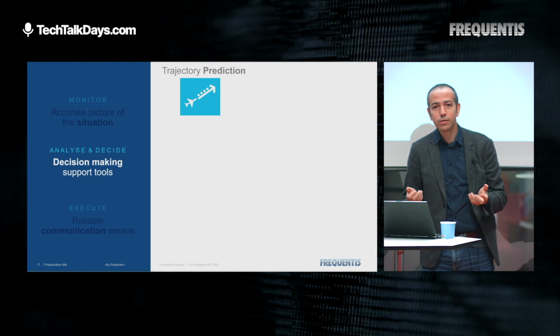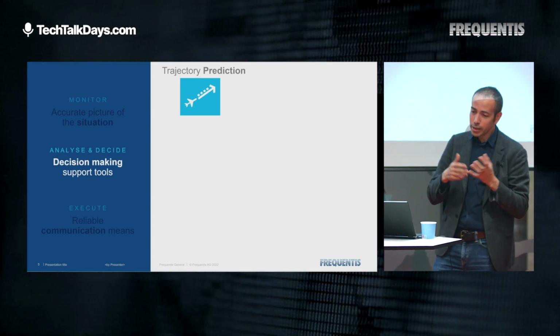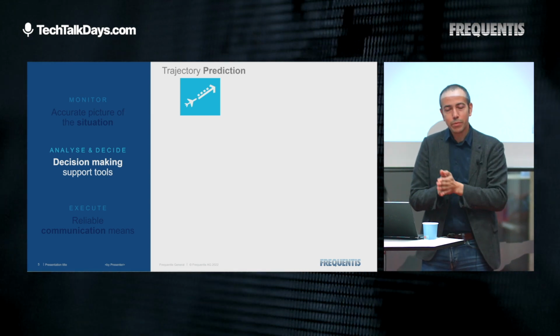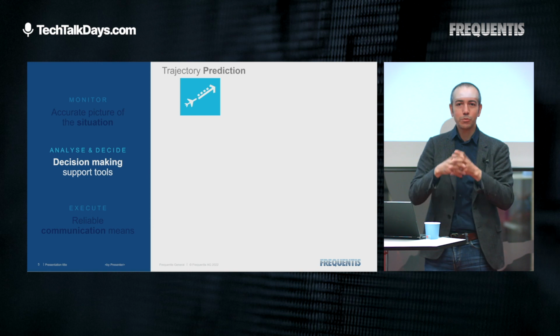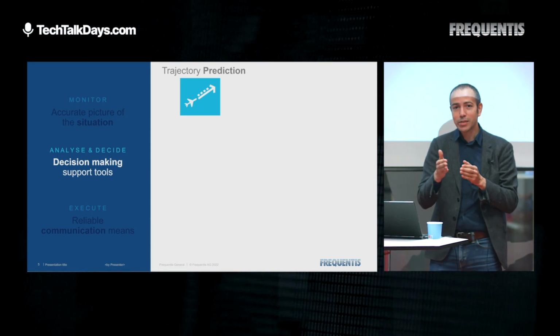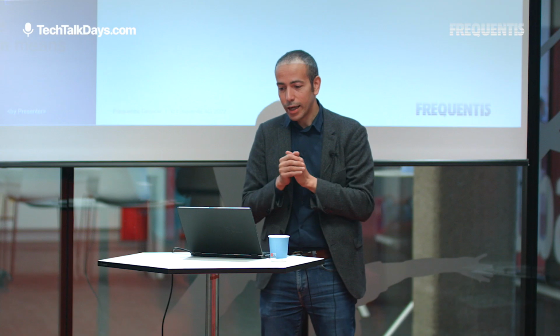First, we provide complex trajectory prediction algorithm. So trajectory prediction is the fact that we are capable, based on the situation information, to predict where the aircraft will be in 5 seconds, in 5 minutes, in an hour. And this information is refreshed every second.